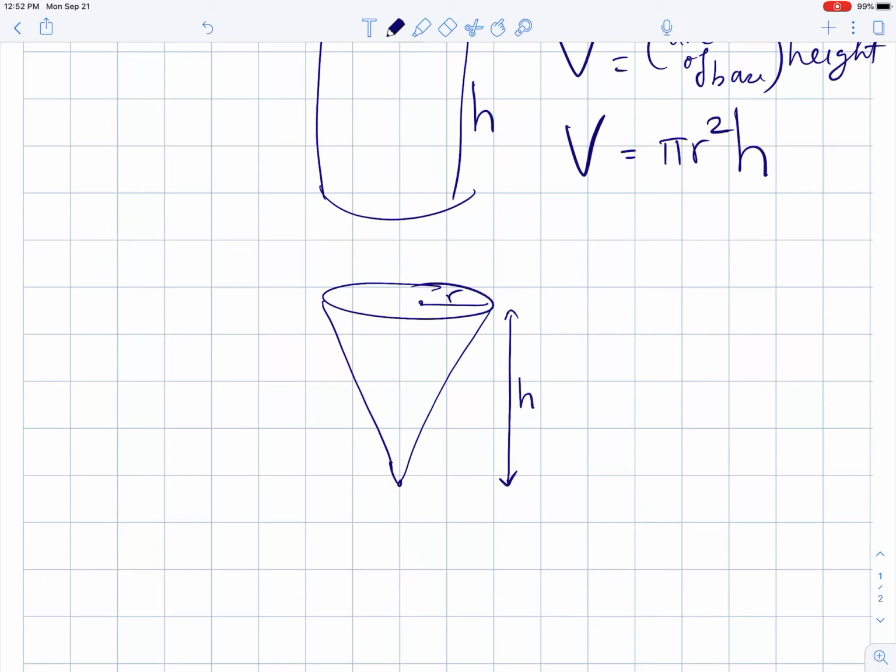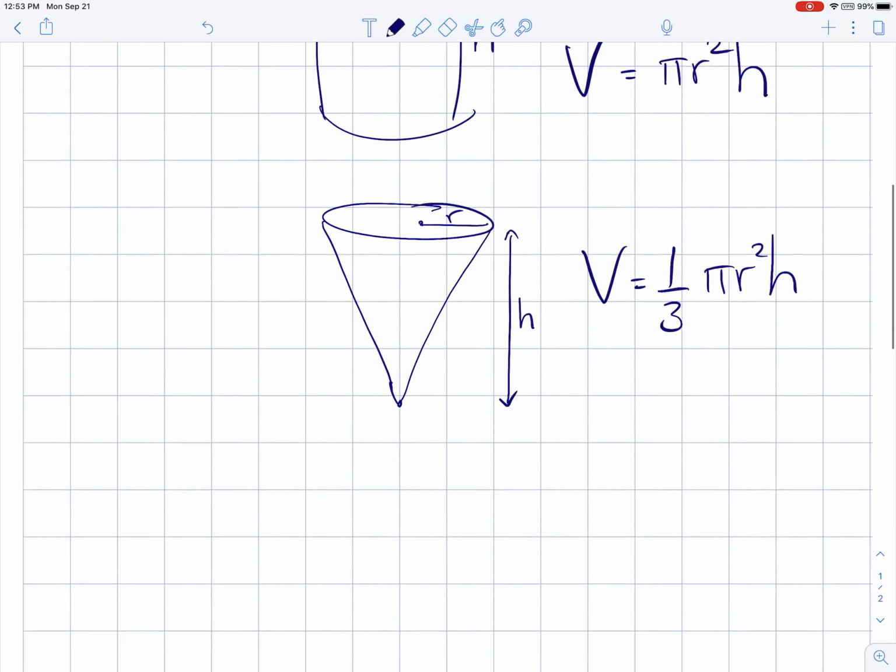So if you have a cone with a radius and a height like that, Archimedes proved that its volume would be 1/3 the volume of a cylinder with the same height and radius. So we already saw that that'd be 1/3 pi r squared h. Or take your volume of the cylinder, pi r squared h, and just divide by 3.